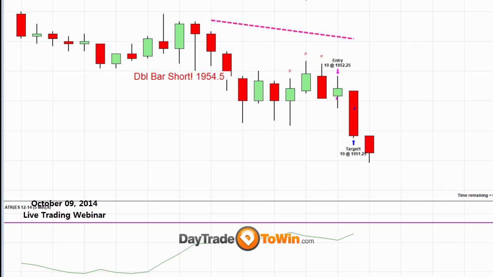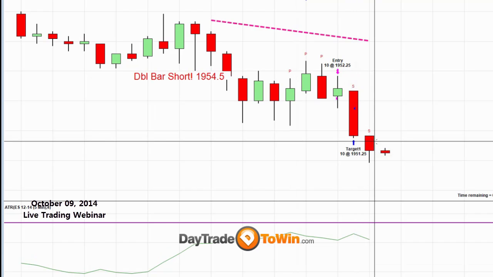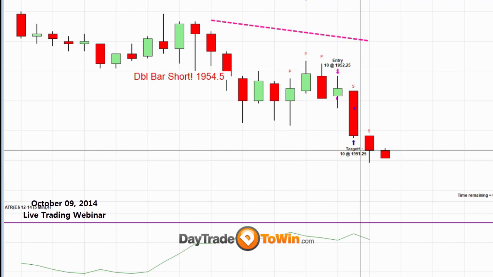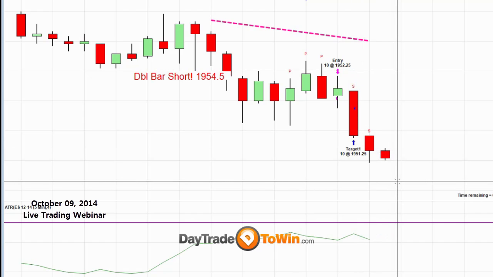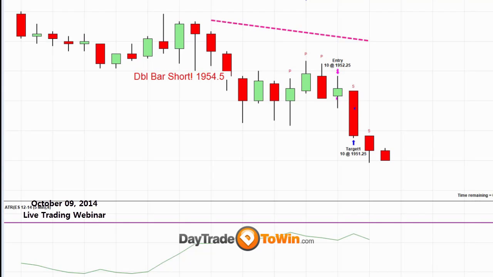Okay, so here's the S's for the strength trade. The strength trade is 1947. 1947 is this strength trade here. I'm not going to take this trade. I'm going to pass on it. But this is the strength trade at 1947.